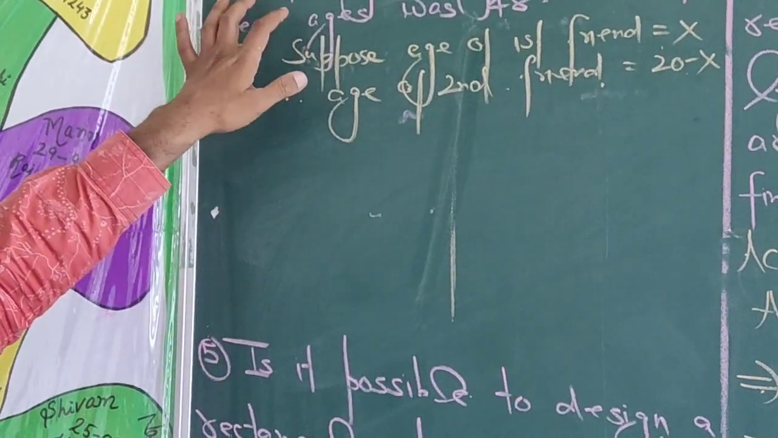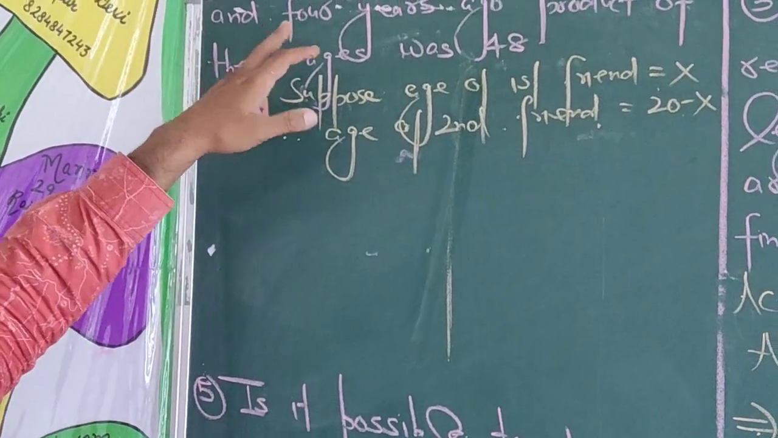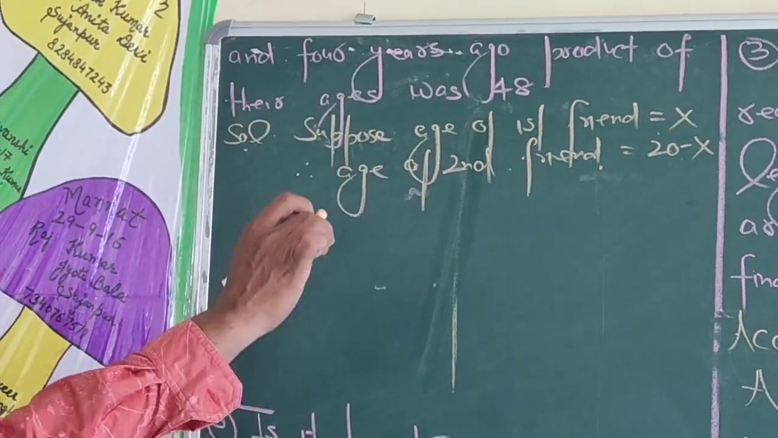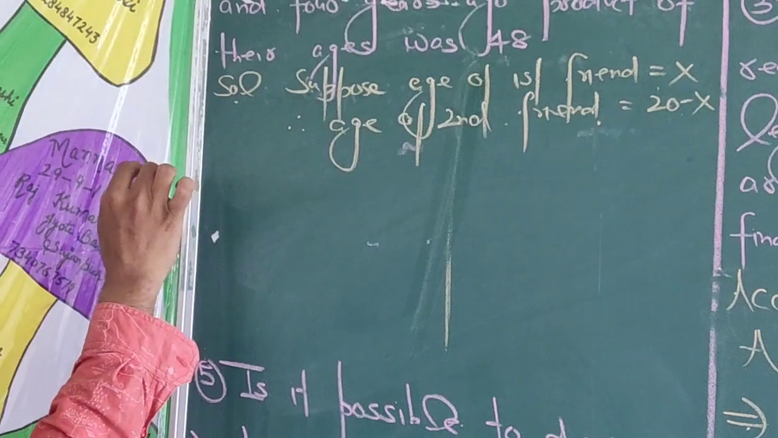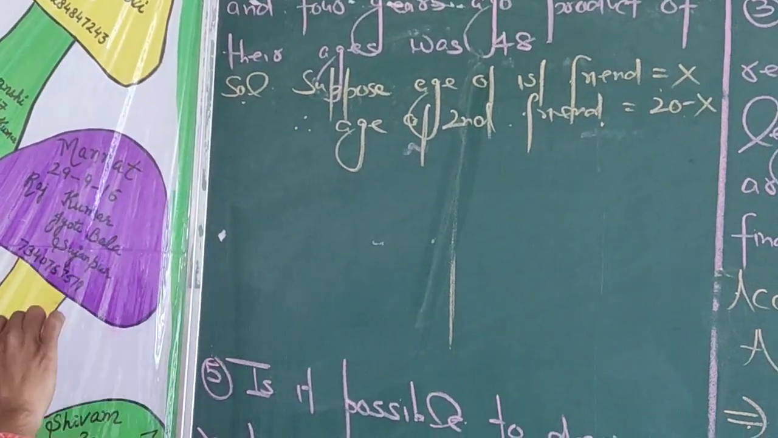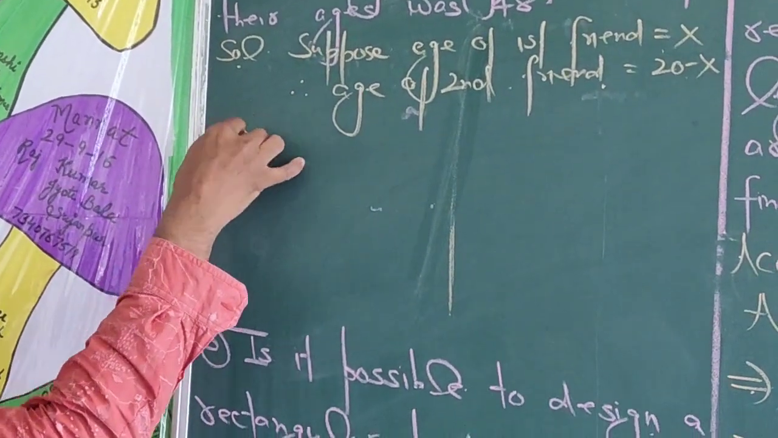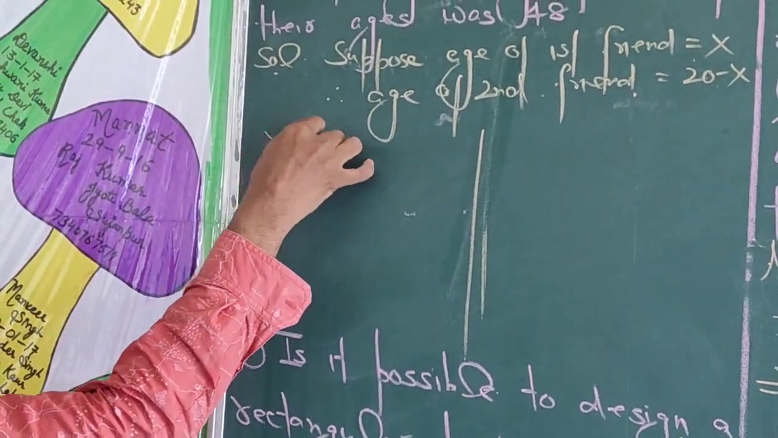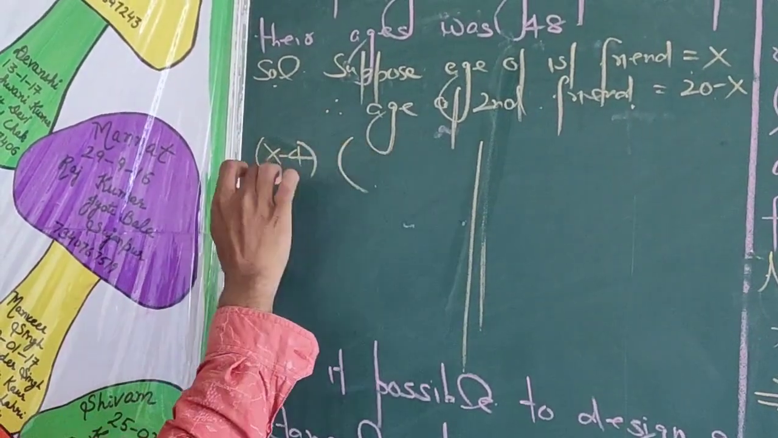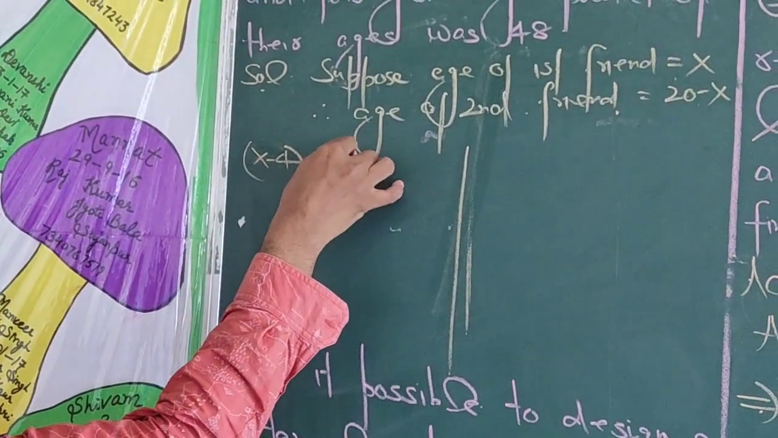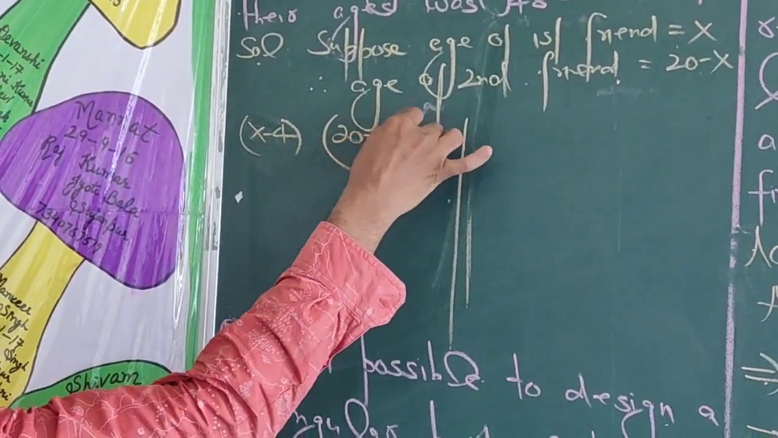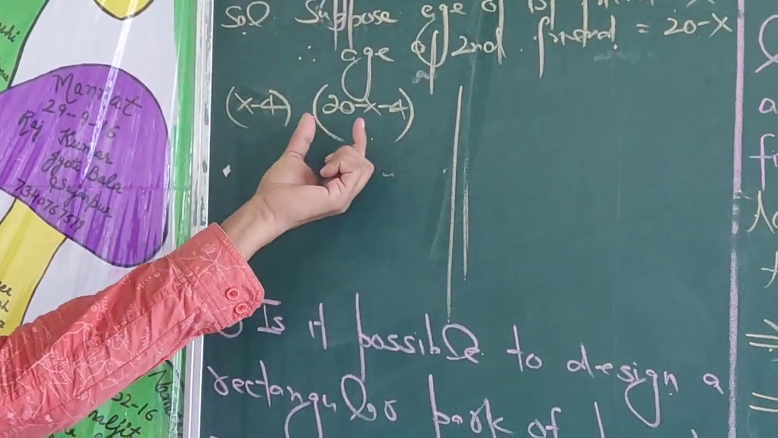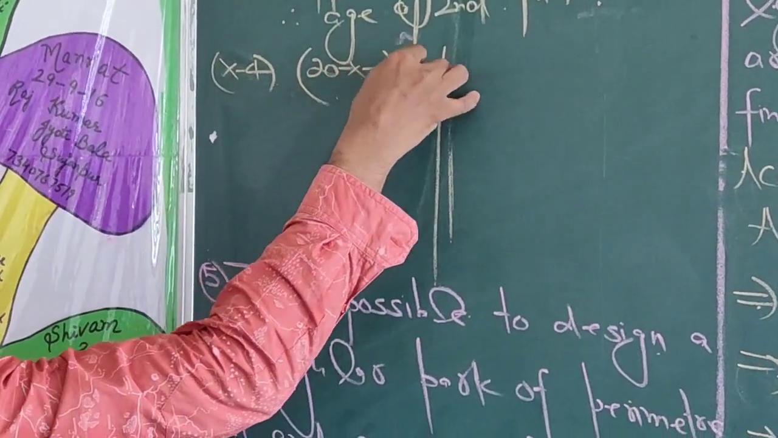Now it is also given that 4 years ago the product of their ages was 48. Now the product of their ages before 4 years: the age of the first friend before 4 years is x minus 4, and the age of the second friend before 4 years is 20 minus x minus 4. And according to the condition, the product of their ages before 4 years is 48.